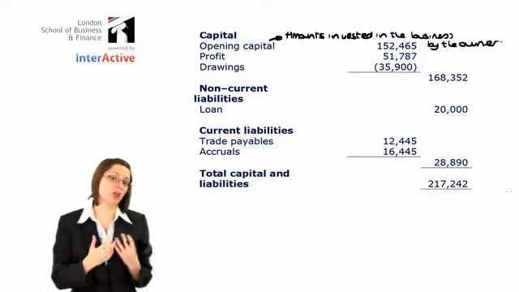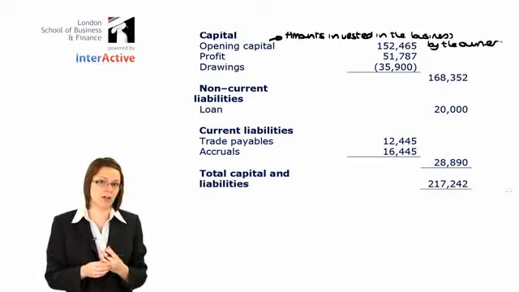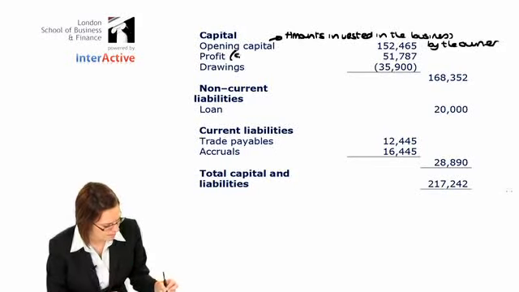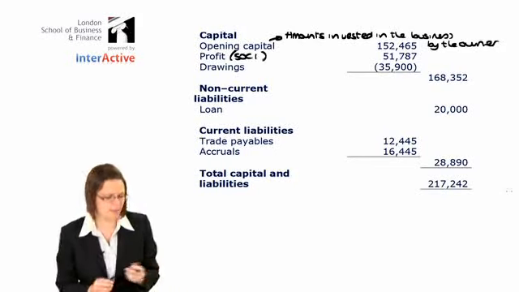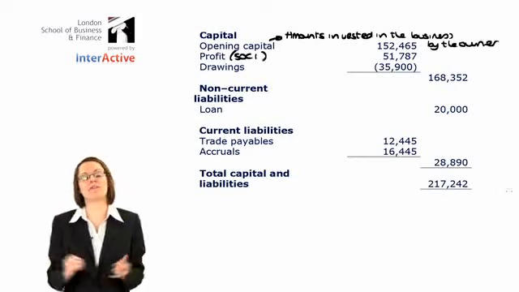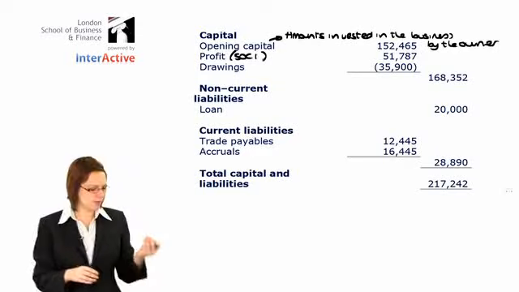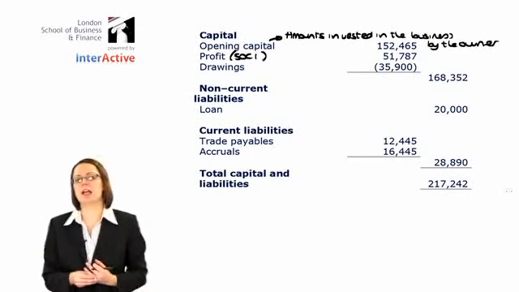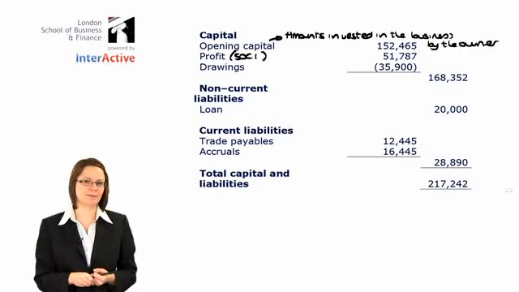Now that profit is going to come from your statement of comprehensive income. So, remember how I said that a statement of comprehensive income is abbreviated to SOCI. Okay, that's your net profit or your profit for the year, and that's what you're going to increase the owner's capital with.